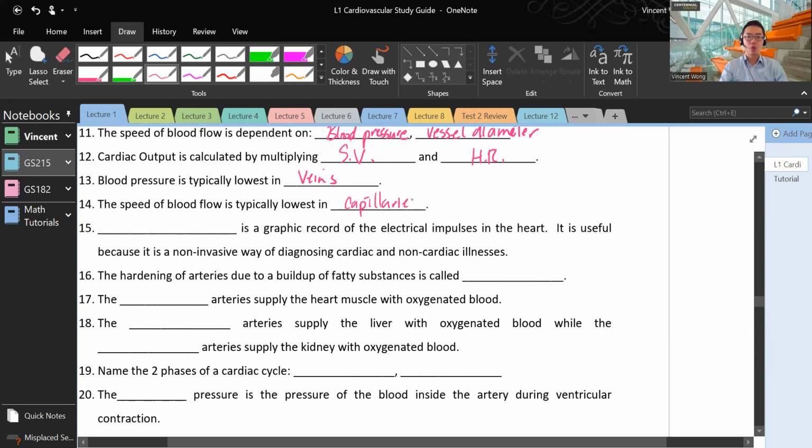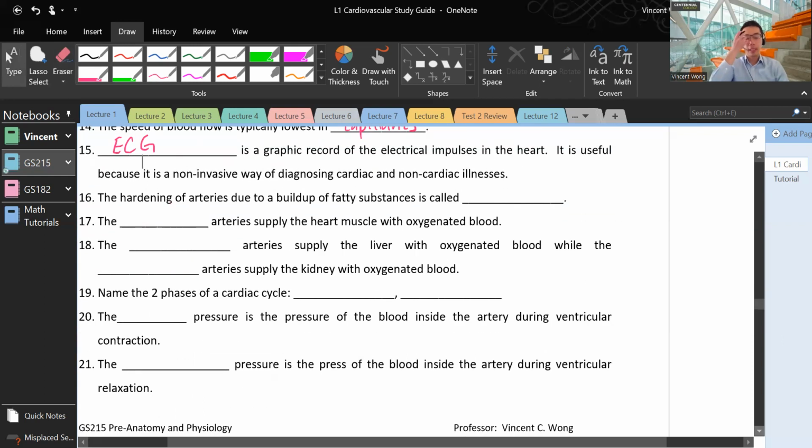You need to slow down substantially in order for you to have enough time for gas exchange and that kind of stuff. If they're just zooming by really quickly, you won't have time for diffusion and all that stuff to take place. So you gotta slow down when you get to the capillaries. ECG, or electrocardiogram, is a graphic record of the electrical impulses of the heart.